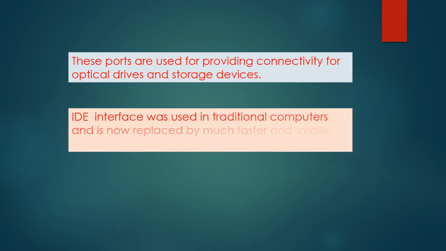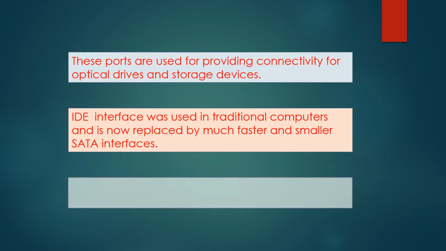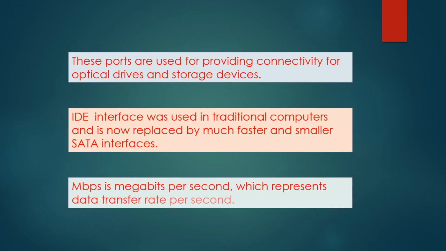IDE interface was used in traditional computers and is now replaced by much faster and smaller SATA interfaces that are able to achieve maximum speed up to 600 Mbps instead of IDE interface having maximum speed of 133 Mbps. Here, Mbps is megabits per second, which represents data transfer rate per second.